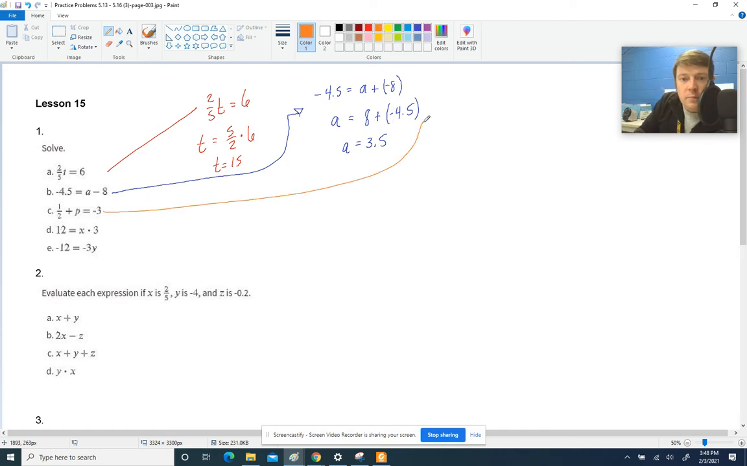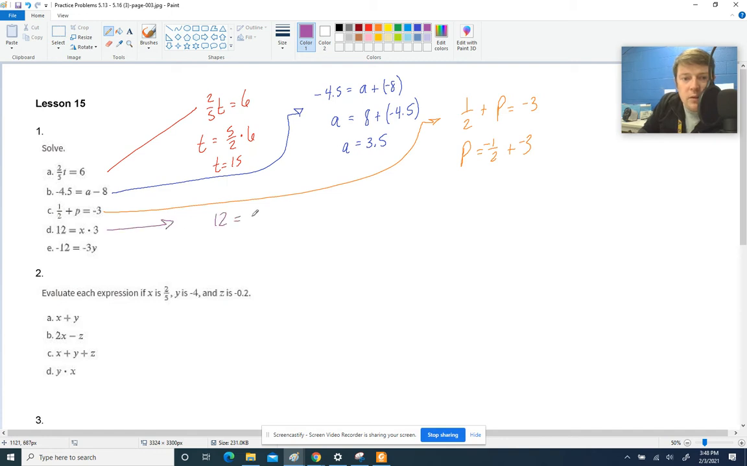The third one, all right, we've got 1/2 plus p equals -3. And we can find p in this addition problem by adding its inverse, which is -1/2 plus -3. And that's really easy. That's -3.5. Like I said, I'm going to stop writing these answers. You can see that that's going to be -3.5. And let's go to this one.